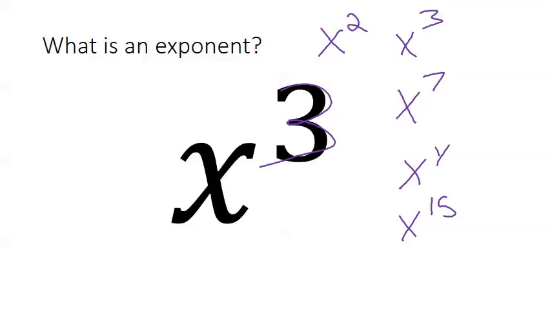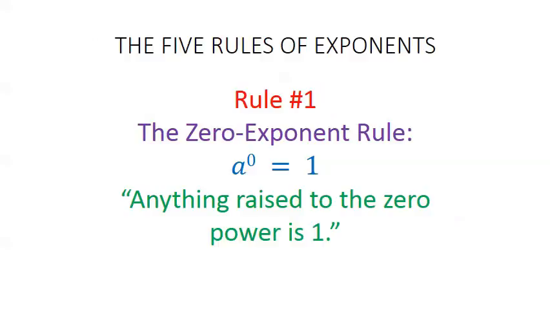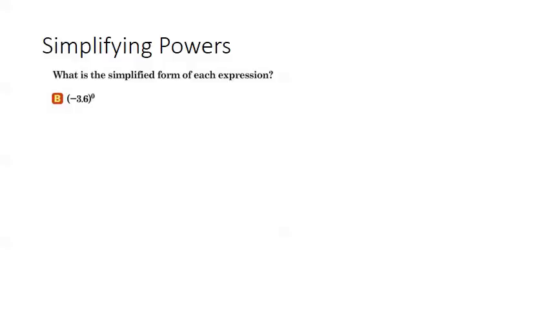Okay? Now there are some rules of exponents. And they're not just rules, they're laws, I think. Oh, no, they are rules. They're not laws. The 5 rules of exponents, okay? So there are 5 rules. The first rule is the zero exponent rule. And it's really simple. Anything raised to the power of 0 is 1, okay? Here's an example. Negative 3.6 to the power of 0. What is it?